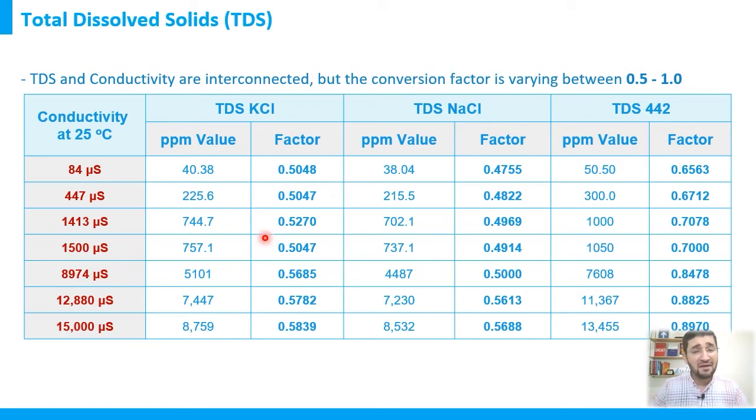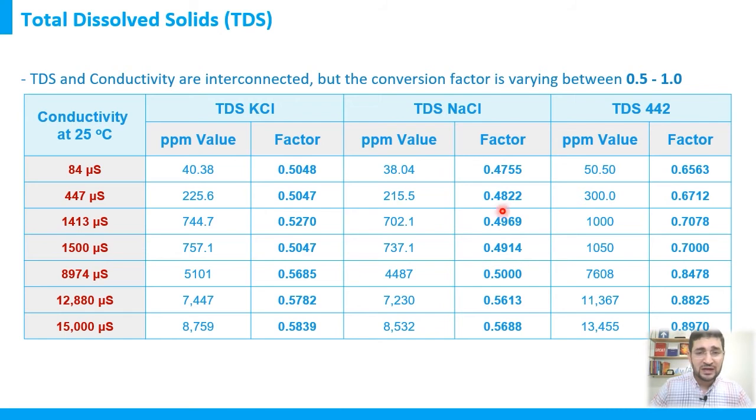But if we have a hypersaline water sample with a conductivity of 15,000 microsiemens per centimeter, we can see the TDS is 8,700, so the conversion factor is 0.58. So we can notice here that if you have a selection of KCl, the conversion factors will be widely different, between 0.5 up to 0.58. Okay, so there is no fixed conversion factor, but that depends on each type of your water sample.